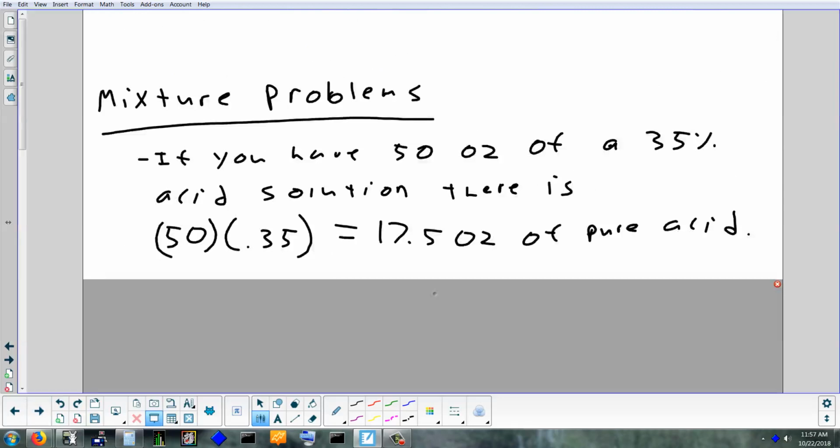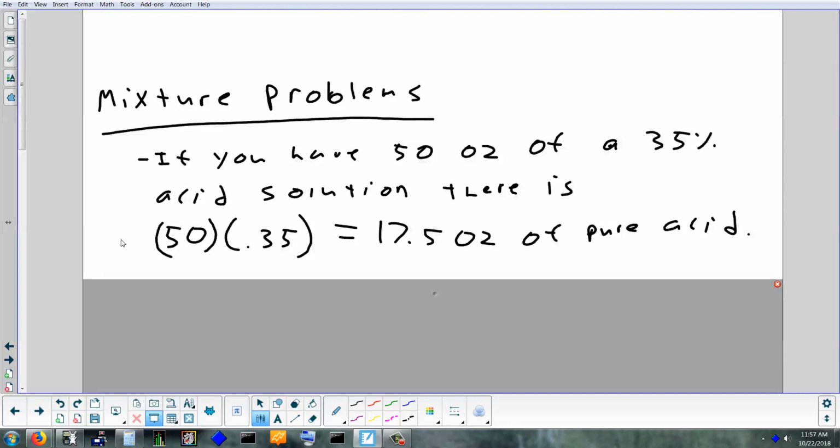So the last one we'll look at is a mixture problem. Not quite like a mixture problem where you're mixing two things together and you have to figure out a concentration. A little easier than that. But what you have to understand in the problem is this idea.